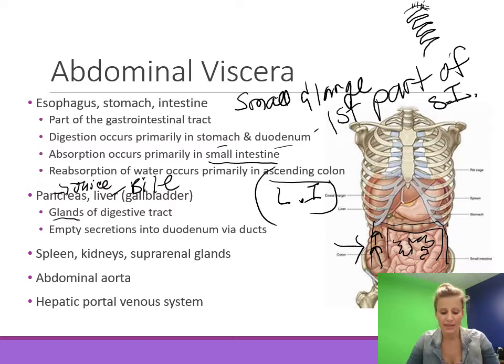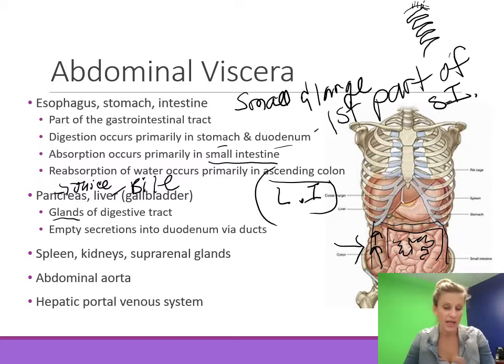Now the pancreas and the liver are glands that make these secretions to help with digestion. But I have the gallbladder here in parentheses because the gallbladder is closely associated with the liver. The liver makes bile, but the bile then gets transported to the gallbladder, where it's stored and concentrated. Then the gallbladder releases that bile into the digestive tract. So the gallbladder isn't necessarily making the secretion itself, but it is helping the liver in the release of that secretion. So I do include it here in the same area as the pancreas and the liver.